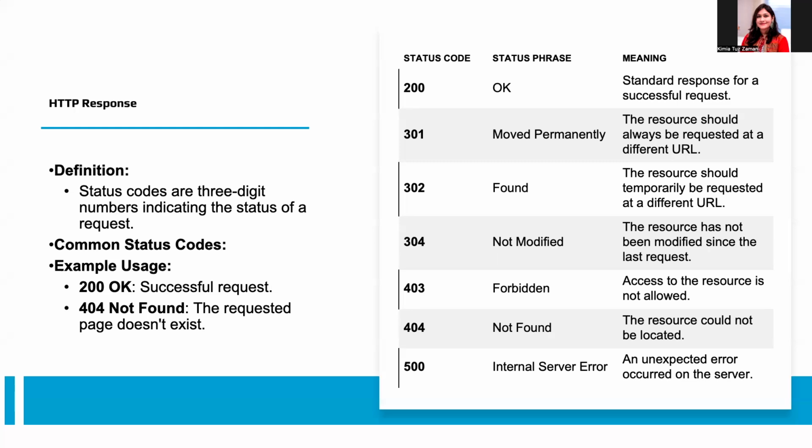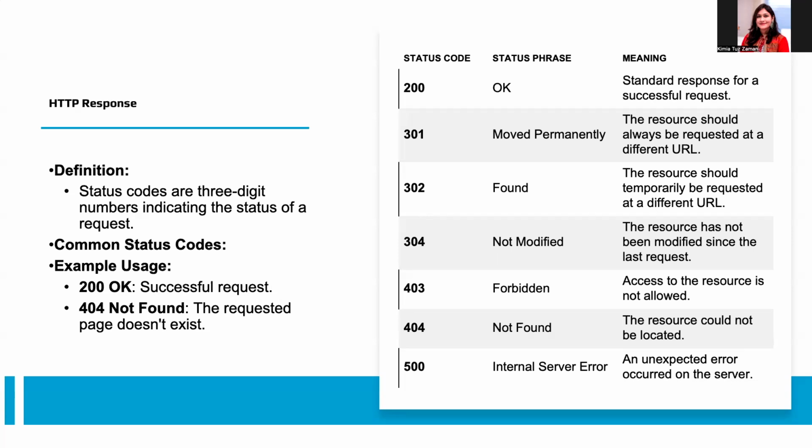For example, 301 Moved Permanently and 302 Found. These codes indicate that the resource has been moved to a different URL. The browser will automatically redirect to the new URL. Moving on to 304, Not Modified. This code tells the browser that the resource has not changed since the last request, allowing the browser to use the cached version.